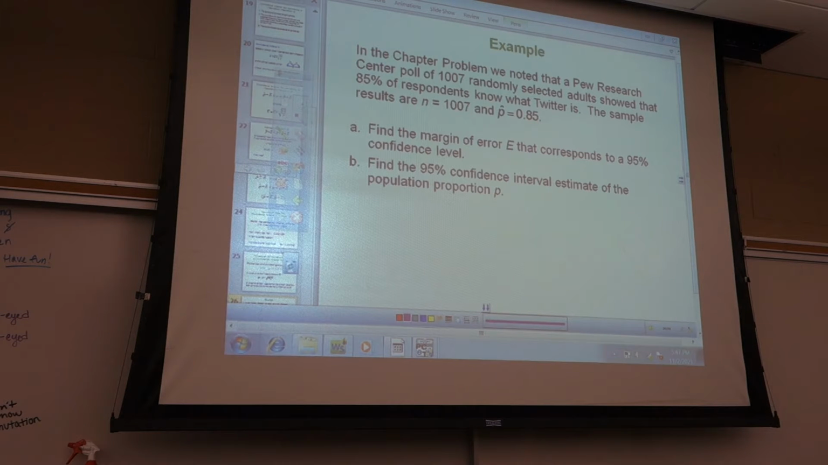Perfect. All right, so my n is 1,007. My p hat is 0.85. Everybody find q hat right now. Find it. 0.15. Write it down. Victoria, I need you. Everyone write down q hat. Where's your q hat?